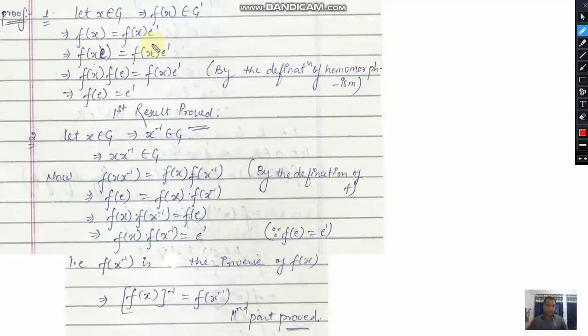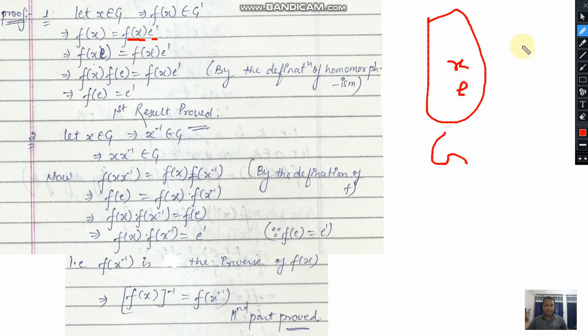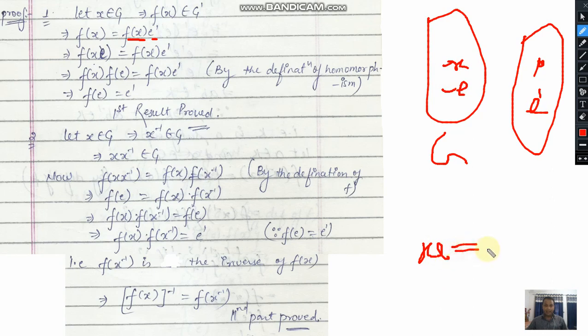The resultant will not be affected, so the value of f(x) with e' will be equivalent to f(x). Because x is an element of G, and the identity is also available in G, this is f(x) and this is e'. So the product of x with e will be equivalent to x, because if you multiply any element with identity, then the resultant will be that element. So this x can be written as xe.